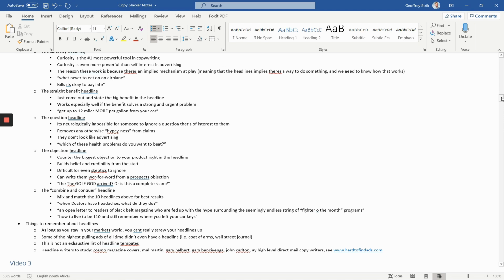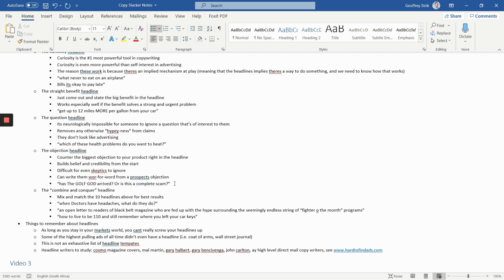The objection headline. Counter the best objection to your product right in the headline. This builds belief and credibility from the start of your copy, but it can be difficult for even skeptics to ignore. You can write them word for word from a prospect's objection. For example, did the golf guard arrive, or is this a complete scam? Let's rather phrase this differently. Has the golf guard arrived, or is this a complete scam? That grabs your interest because it positions you almost as a skeptic to the claim that you are making itself.